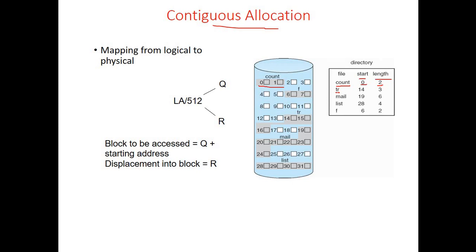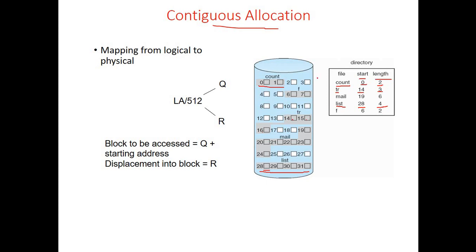Next, tr is another file whose starting block is 14 and it is occupying 3 contiguous blocks. That means 14, 15, 16 are the blocks occupied by tr. Similarly, list is another file whose starting block is 28 and it is occupying 4 blocks. So 28, 29, 30, 31. These are the 4 blocks occupied by list. In this way, the entries are maintained by the directory structure to hold the blocks occupied by the file.